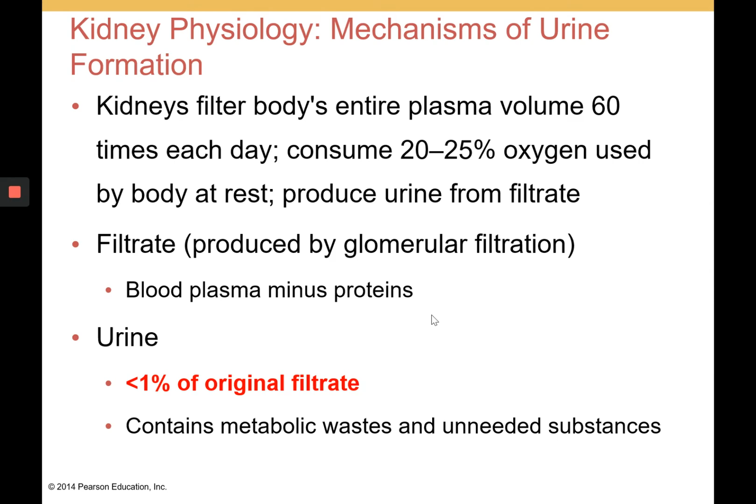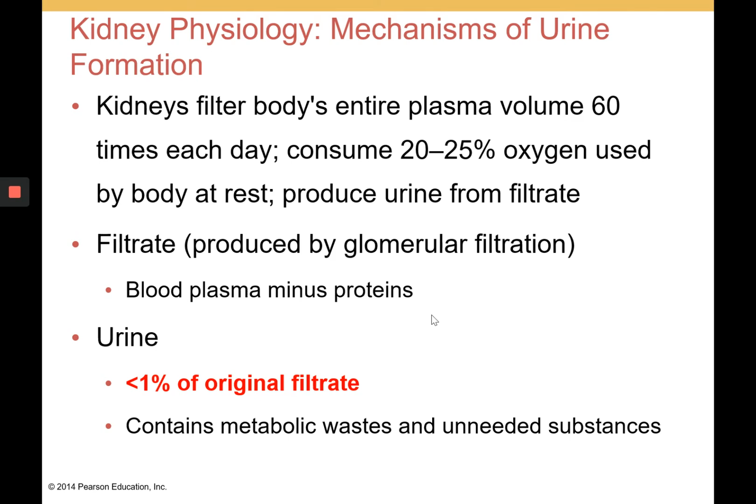So filtrate is blood plasma minus proteins. It's the fluid that ends up in the renal tubule system from the capsular space, and it's produced by glomerular filtration. Now, from what we have in the renal tubule, which is part of the nephron that we're calling filtrate, what becomes urine is actually less than 1% of the original filtrate that flows from the capsular space into the proximal convoluted tubule.